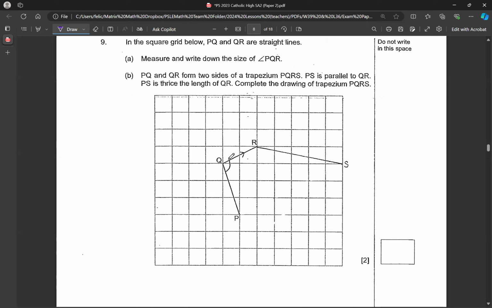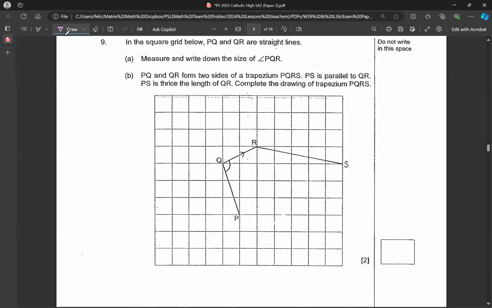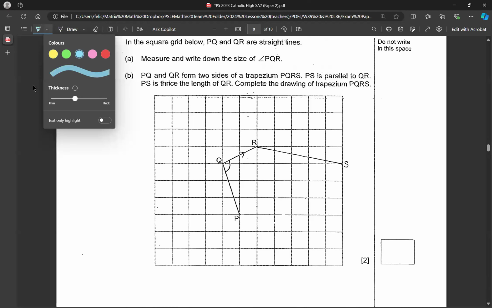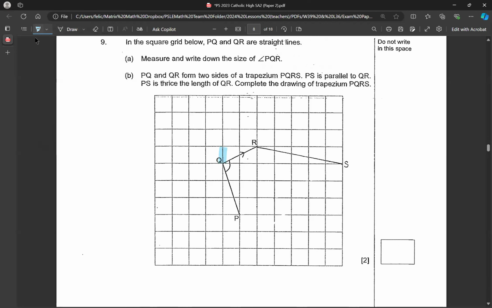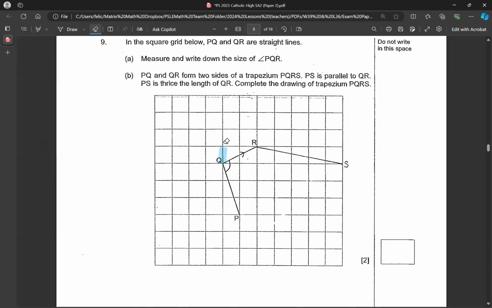Now if you look at your QR, let me just draw this out. You should observe that QR is taking up two mini squares. If you were to highlight the little rectangle, QR is cutting diagonally across this blue rectangle. You notice that the height of the rectangle is 1 unit, one side. We call this 1 unit.